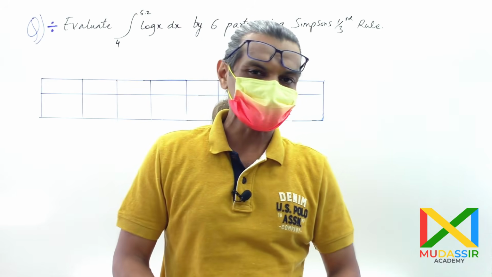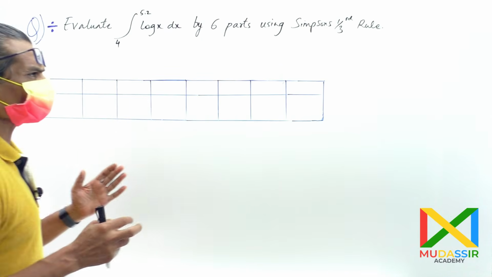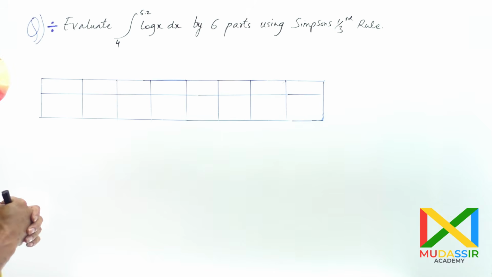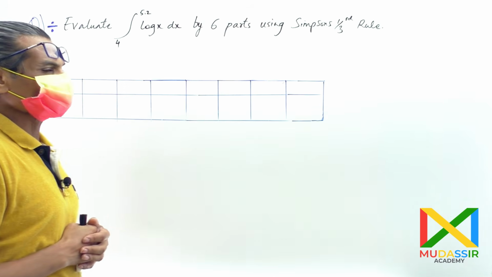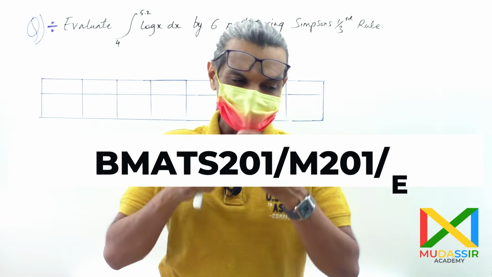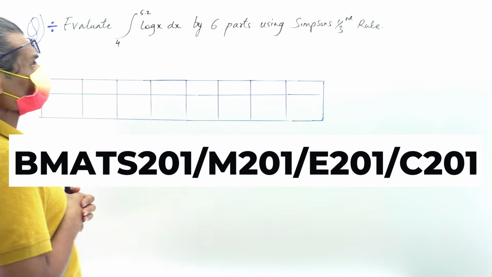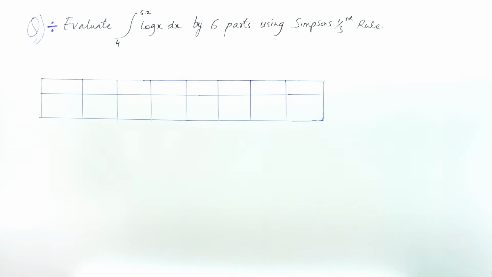Hello students, welcome back. In today's video we are going to solve one more very important problem from module 5. This question is chosen from the model question paper of VTU, that is 1BMATMECS201. Compulsory question in the examination, Simpson's one-third rule. It's a very easy one.